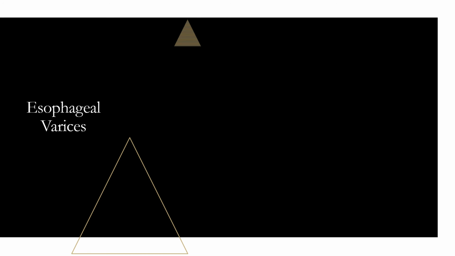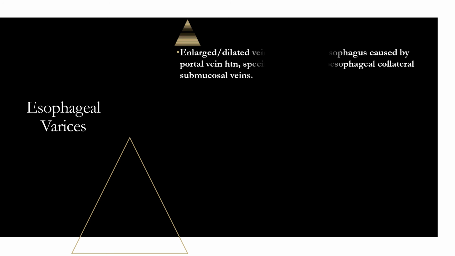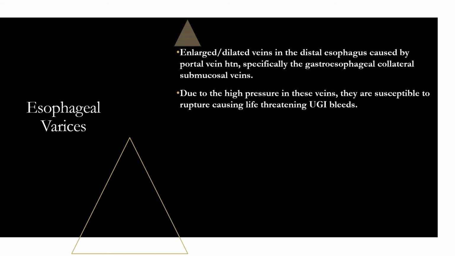Let's move on to something similar in the way that there is bleeding in the esophagus again, but not due to a laceration. So this is esophageal varices. Esophageal varices are enlarged or dilated veins in the distal esophagus, which is caused by portal vein hypertension. Specifically, the veins that are involved are the gastroesophageal collateral submucosal veins. And due to the high pressure in these veins, they're susceptible to rupture, which can lead to these life-threatening upper GI bleeds. So there's, again, a really high mortality and morbidity rate with esophageal varices, and it's something that you need to know in real life because these patients can crash on you very fast.